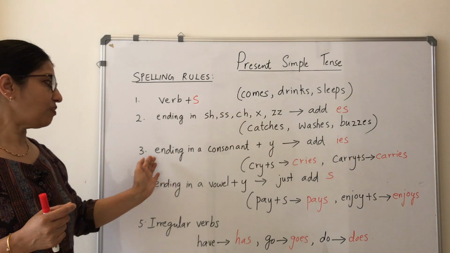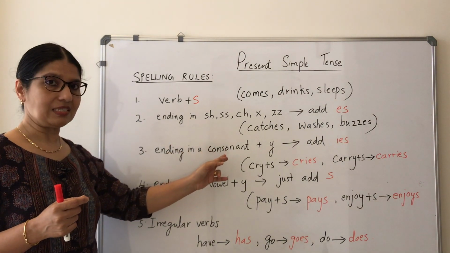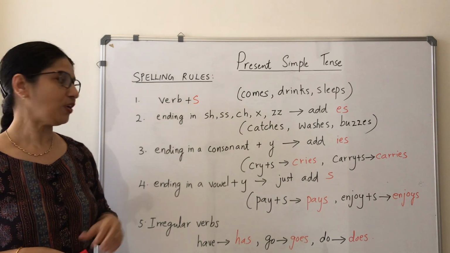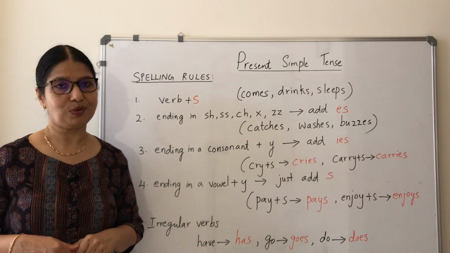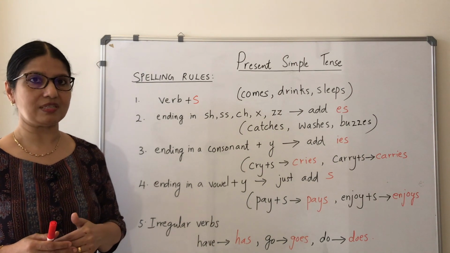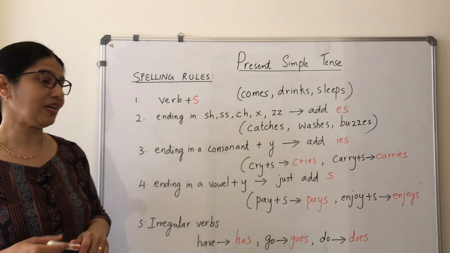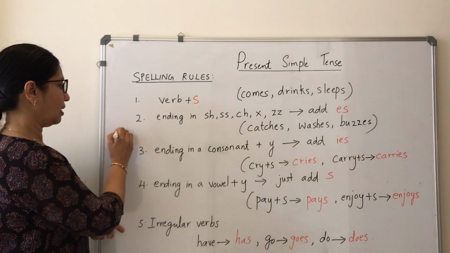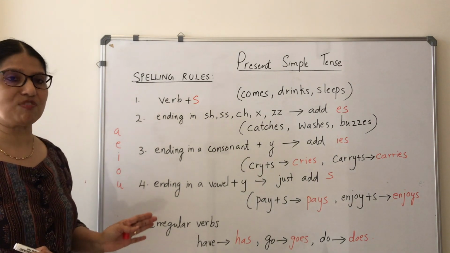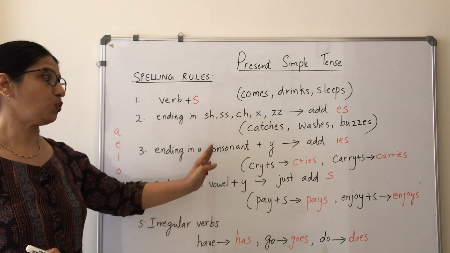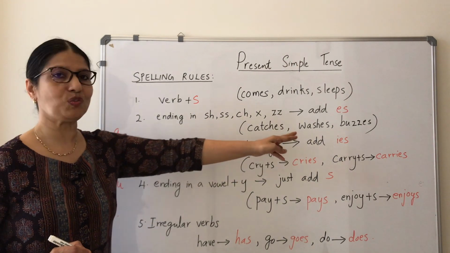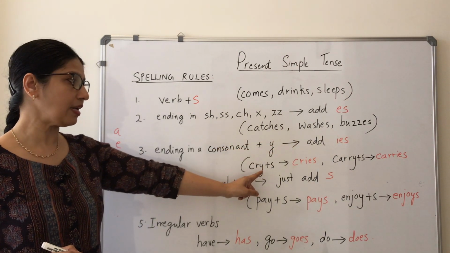Then, for the verbs that end in a consonant plus Y, you have to add IES. What do you mean by this word consonant? We know that there are 26 alphabets in the English language, and out of these 26, 5 are vowels. We have the vowels A, E, I, O, and U, and the rest of the alphabets are called consonants. So when a word ends in a consonant plus Y, we have to add IES. So cry becomes cries.